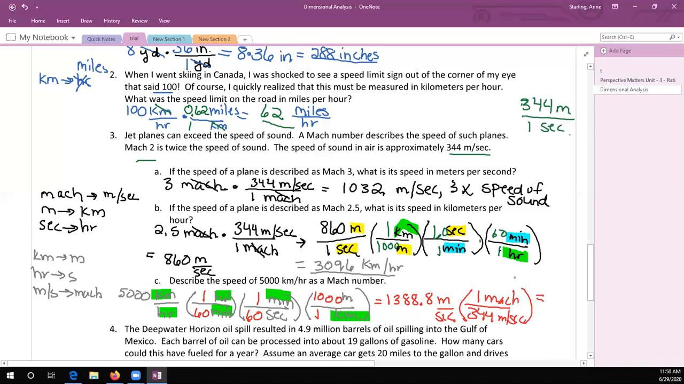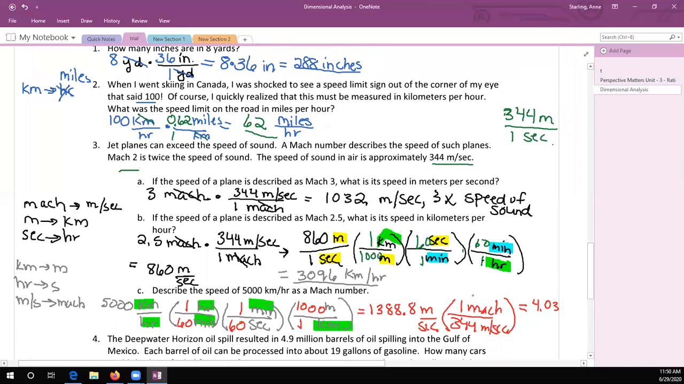So we can go backwards. And just thinking of, does this make sense? 3,096 kilometers per hour was 2.5. This is going faster, and you end up with 4.03. So approximately a Mach 4 is how fast that one is going.